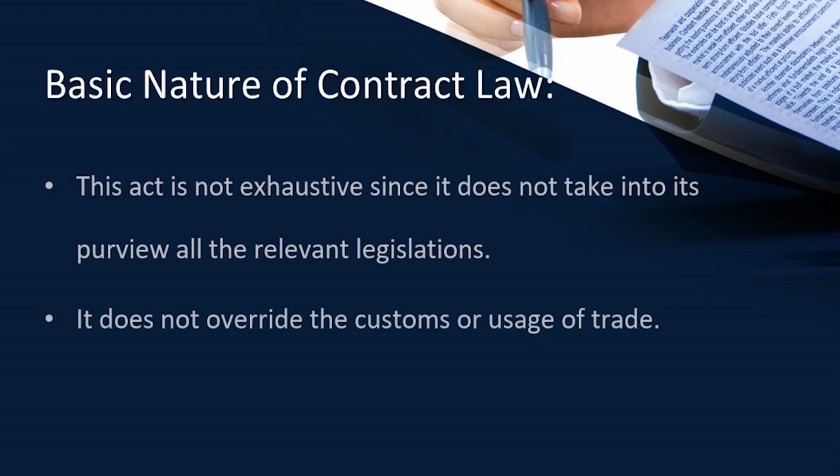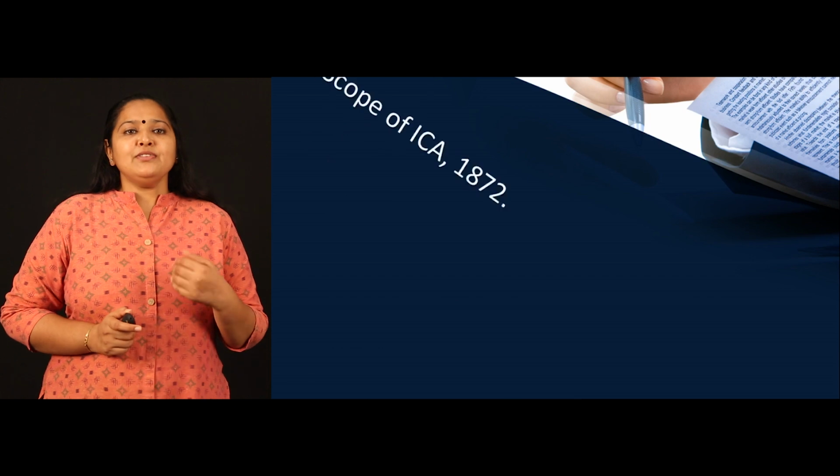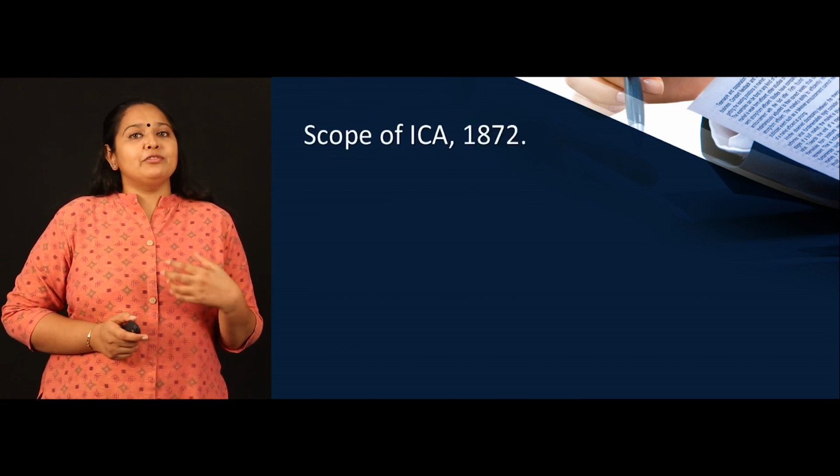Then it does not override any kind of customs or usage of the trade. So it is giving equal weightage to any kind of customary provisions. It creates jus in personam, so it gives you a right against the person. This is a very important philosophy, or a very important terminology, to understand the contractual law and its nature. The last phase of discussion goes like the scope of the act.